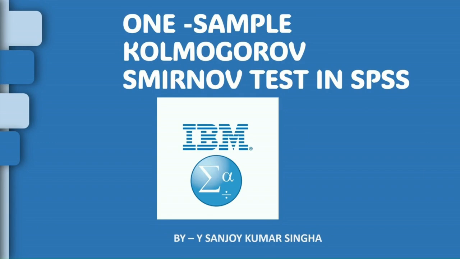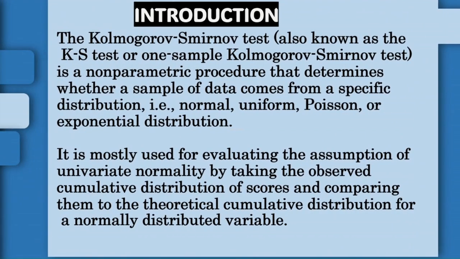Today we are here to perform the Kolmogorov-Smirnov test in IBM SPSS. Now let us first know what the Kolmogorov-Smirnov test is. The Kolmogorov-Smirnov test, also known as the KS test or one-sample Kolmogorov-Smirnov test, is a non-parametric procedure that determines whether a sample of data comes from a specific distribution, that is normal, uniform, Bayesian or exponential.